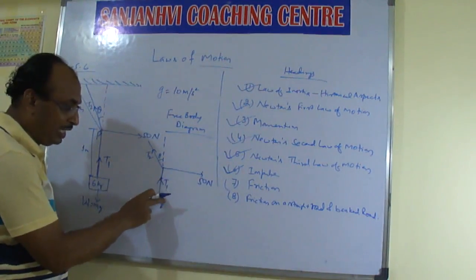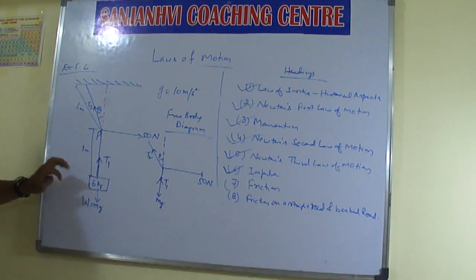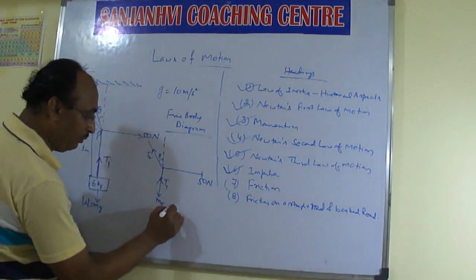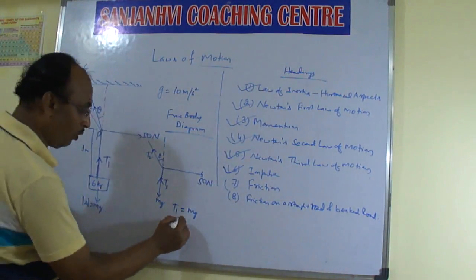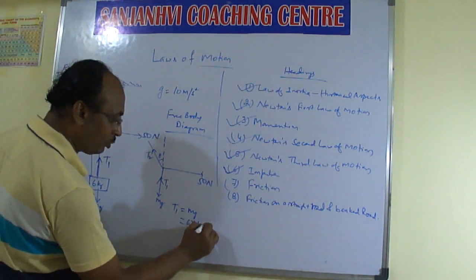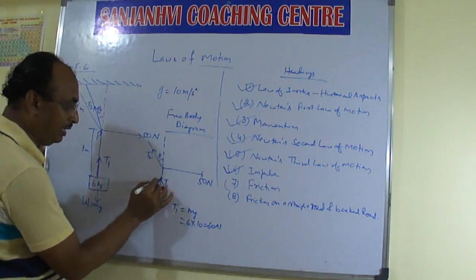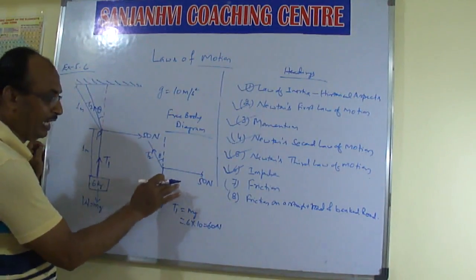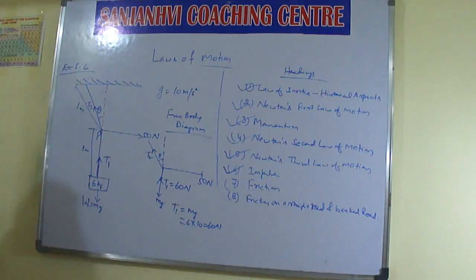This T1 is equal to mg. Yes or no? So this T1 will be mg, and m is already given to you, 6 into 10, so 60 Newton in the downward direction. So your T1 has become 60 Newton.